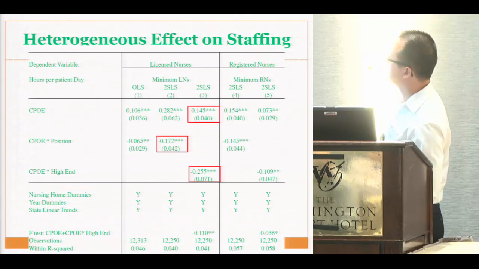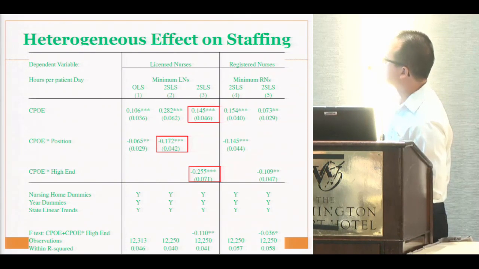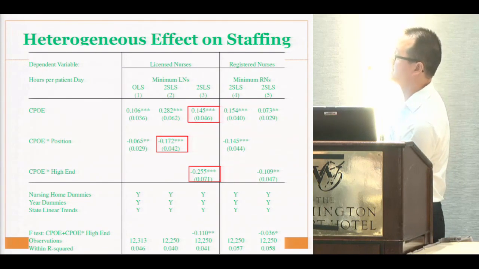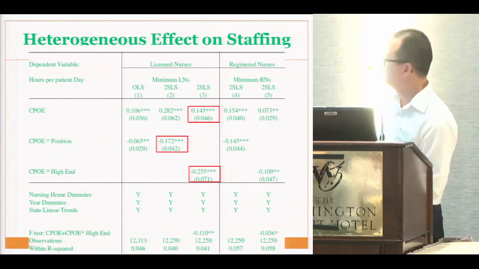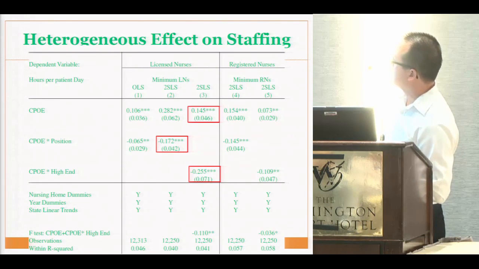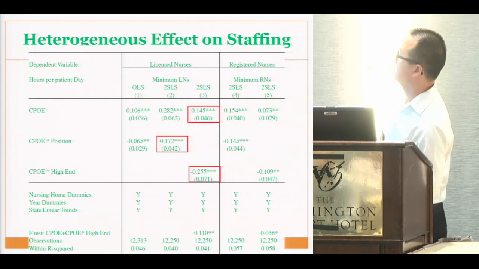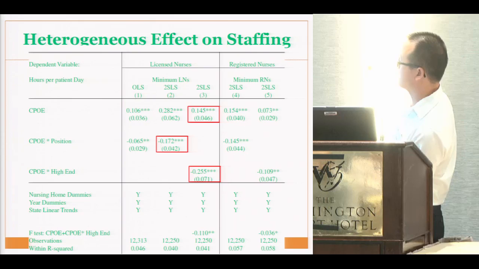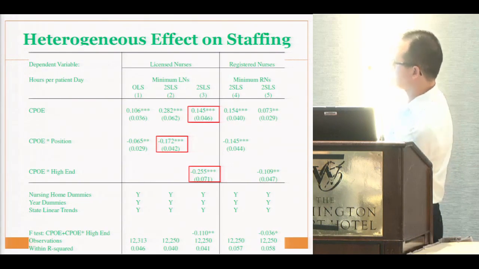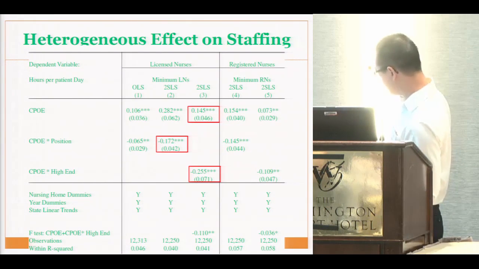Now this finding is about the staffing. Let's look at this one. High end is a dummy variable indicating whether a nursing home is at the high end or not. Now, if you adopt CPOE, because it's significantly positive, you increase your licensed nurse staffing level. But if you're at the high end, then there's a significant negative effect, and the overall effect on high-end nursing homes is negative after we do the F test here.